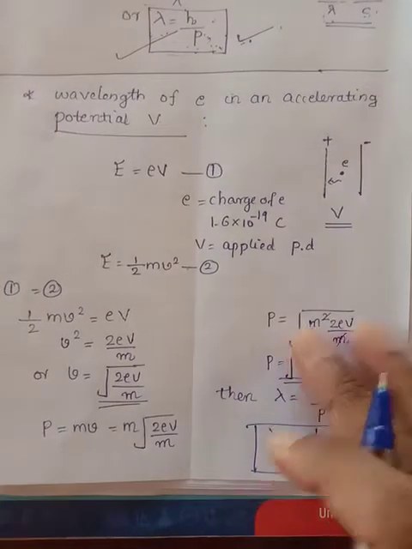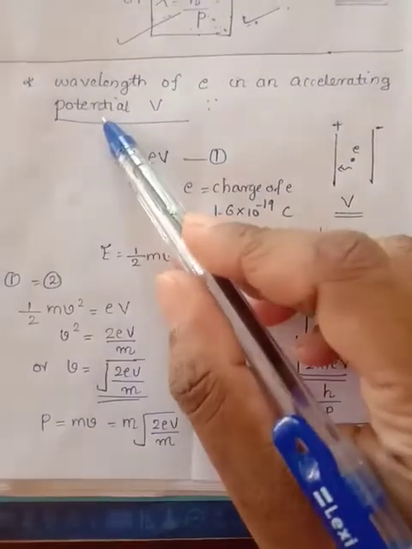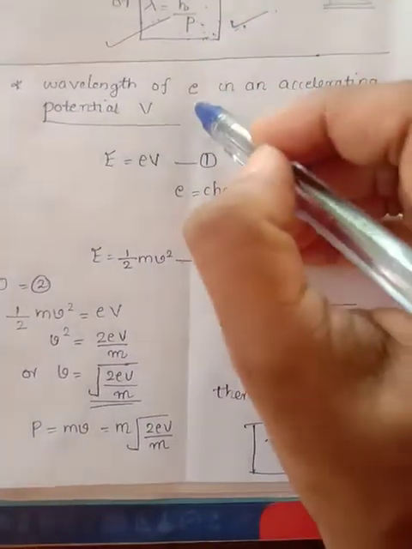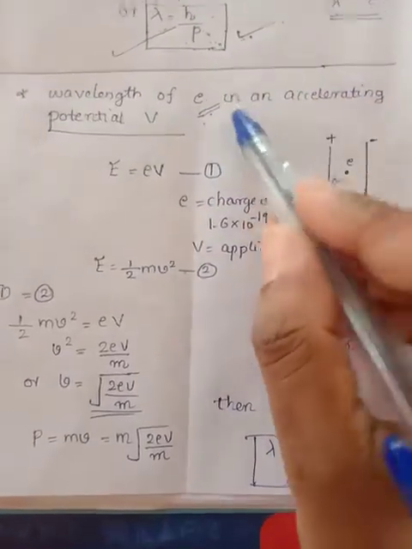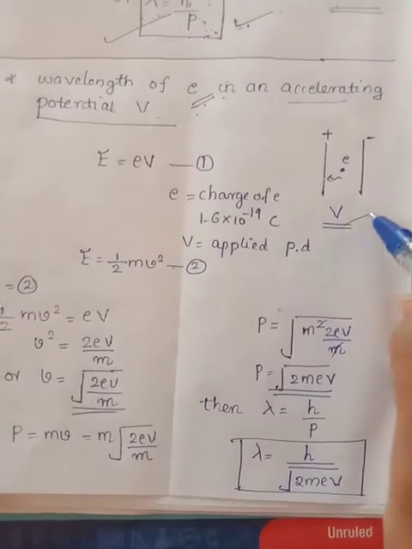Now we are going to discuss the de Broglie wavelength of an electron in an accelerating potential capital V. So this is the basic equation, lambda is equal to h by p. Now we are considering a single electron. Suppose this electron is in an accelerating potential difference. That is, we are providing a potential difference V.